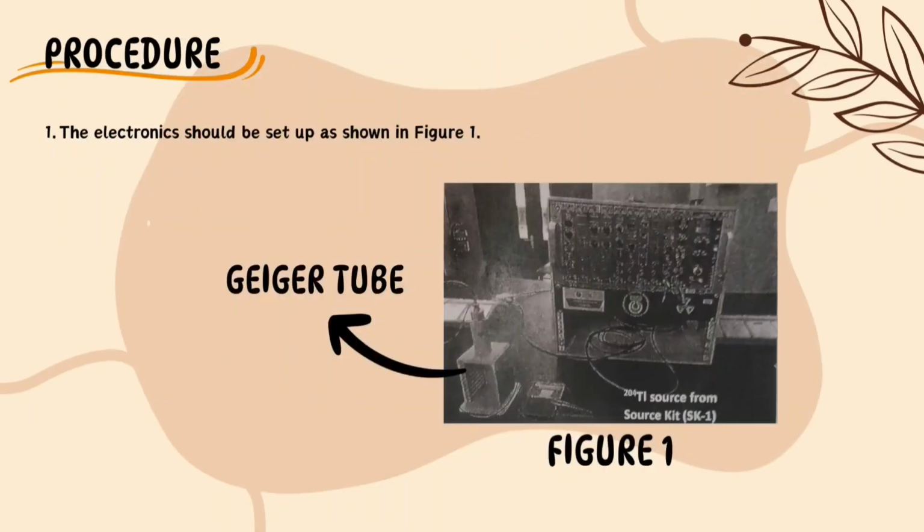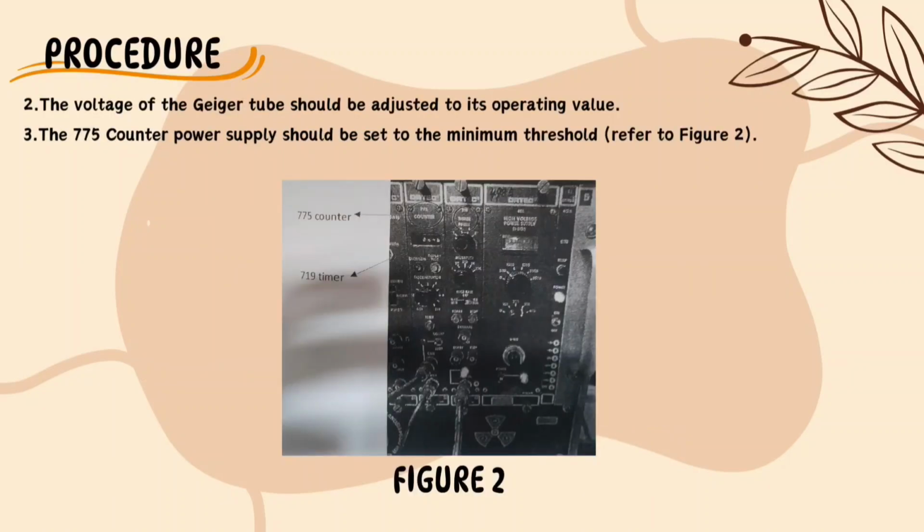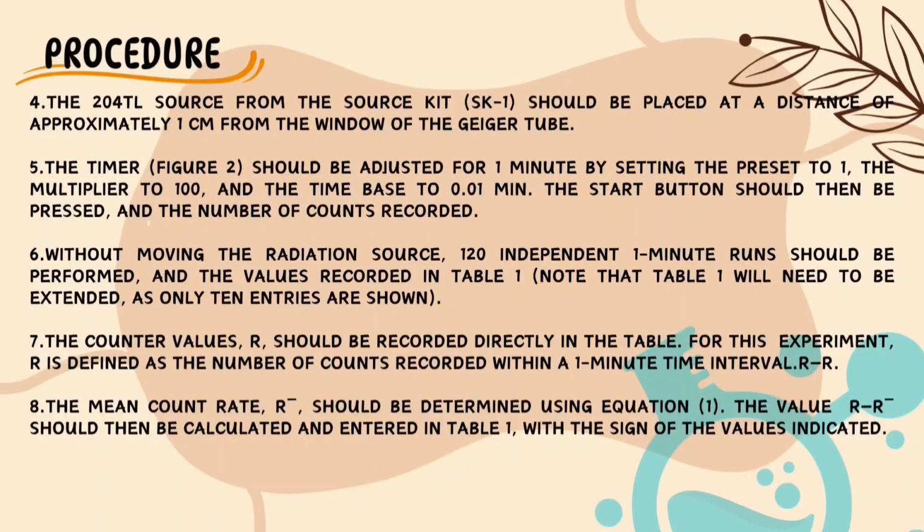Before we proceed to our experiment, we have to follow the procedure given. Firstly, configure the electronics as shown in figure 1. Adjust the voltage of the Geiger-Müller tube to its operating value. Set the 775 counter power supply to the minimum threshold. Refer to figure 2. Use the Thallium-204 source from the source kit and position it approximately 1 cm from the Geiger-Müller tube window. Adjust the 719 timer as follows.